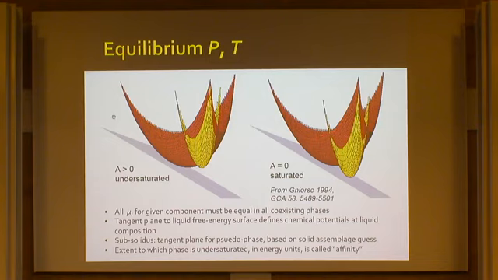If a phase has higher Gibbs free energy, then it's undersaturated, and this distance, which I'll show better on a later slide, is in energy units the degree to which it's undersaturated, and it's called the affinity. So when that's greater than 0, it's undersaturated. When it's equal to 0, it's saturated, it's in equilibrium. And when it's less than 0, it's oversaturated and needs to be added to the assemblage.